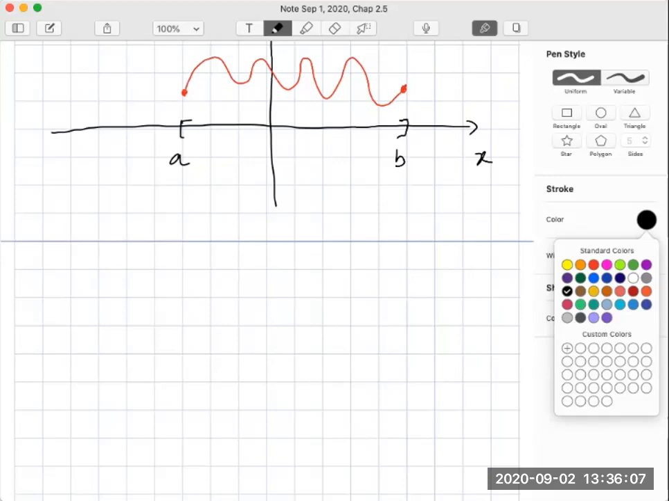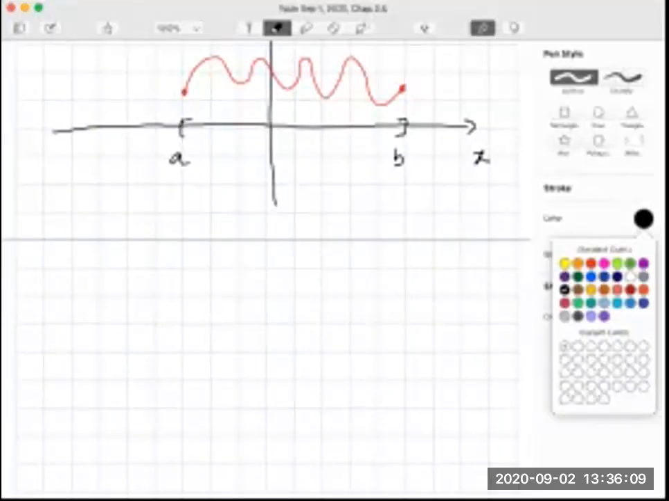Okay, and let me just do it on Panopto as well.